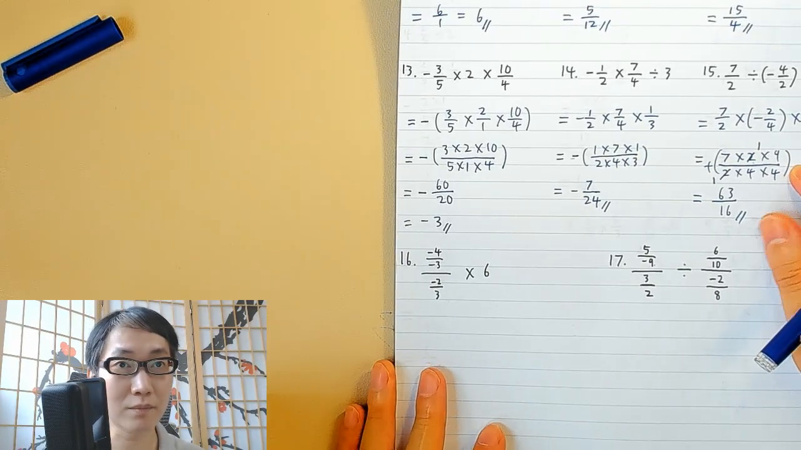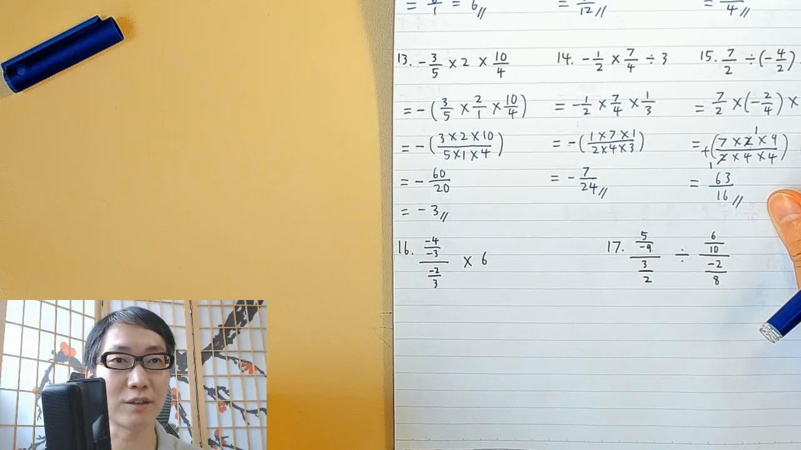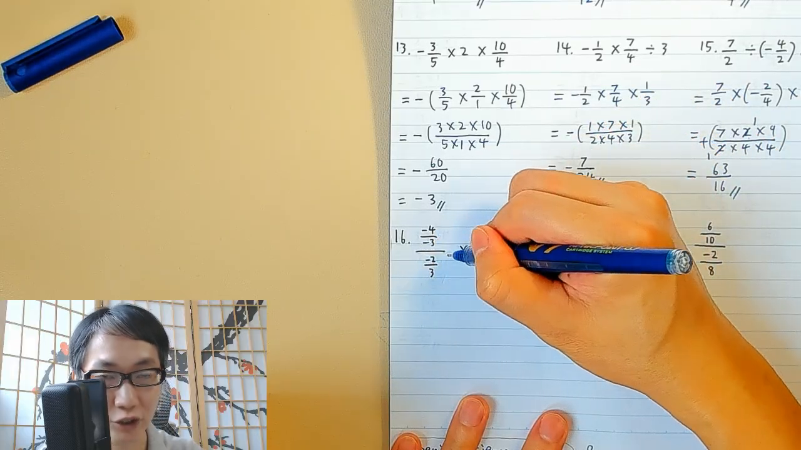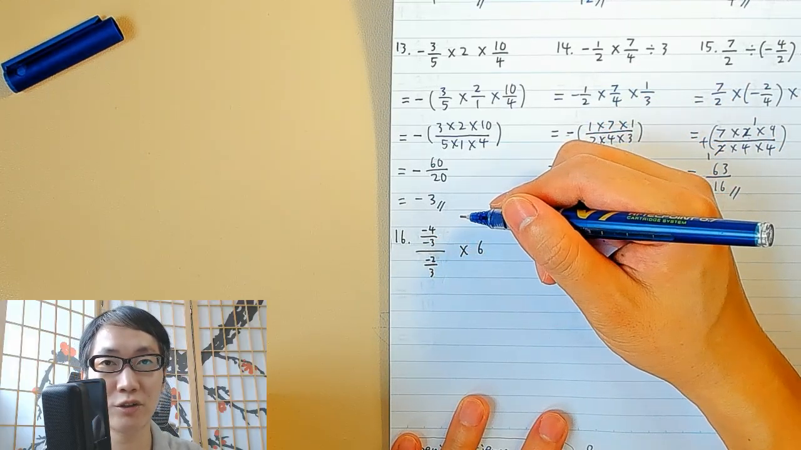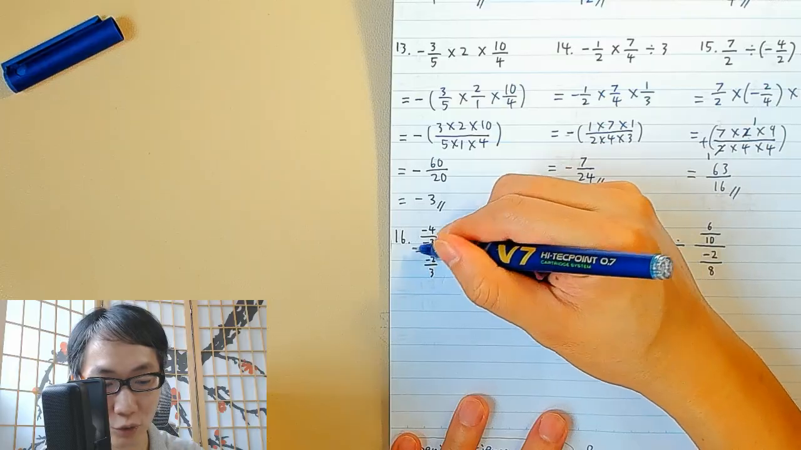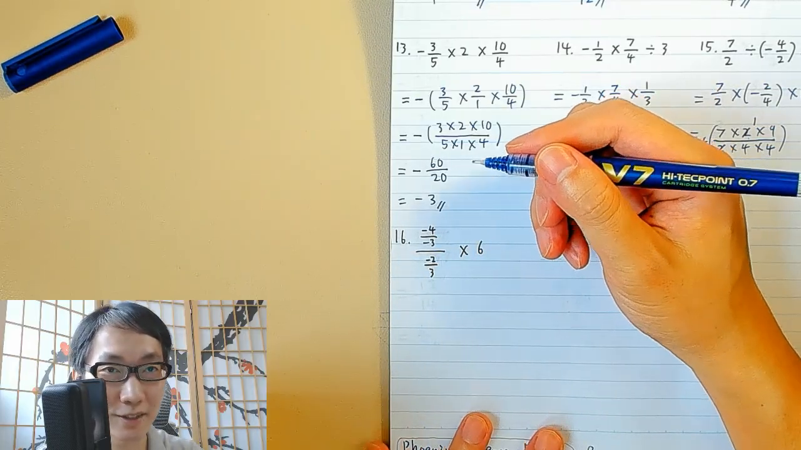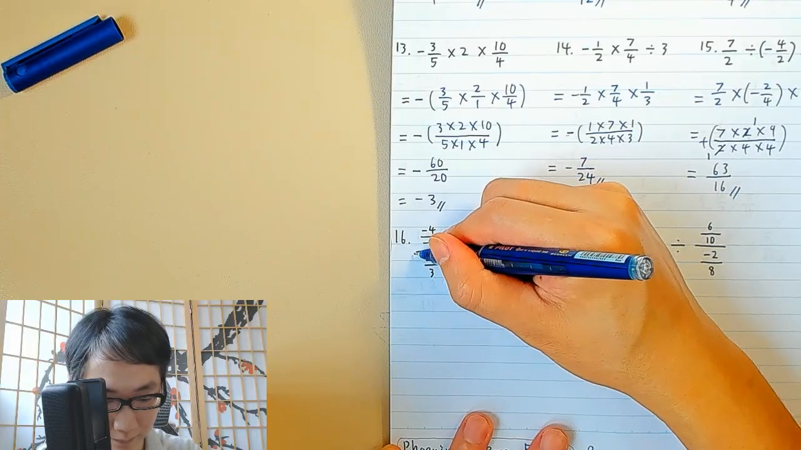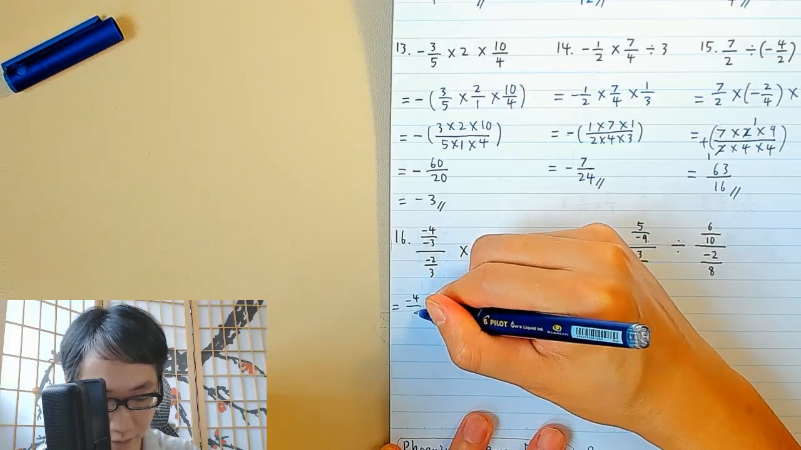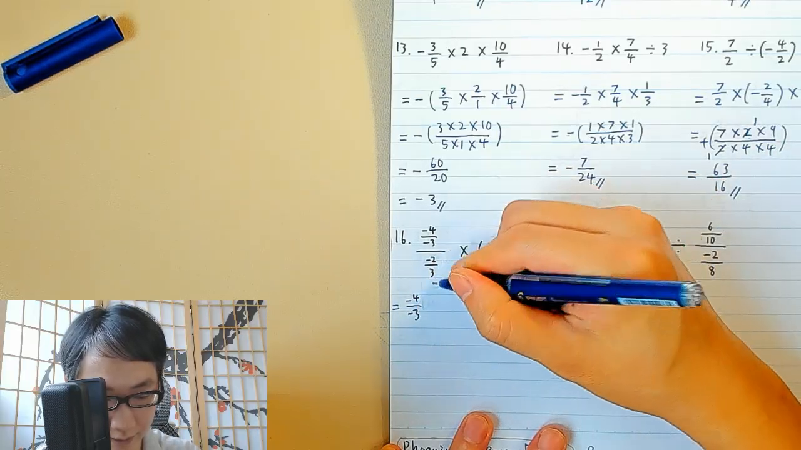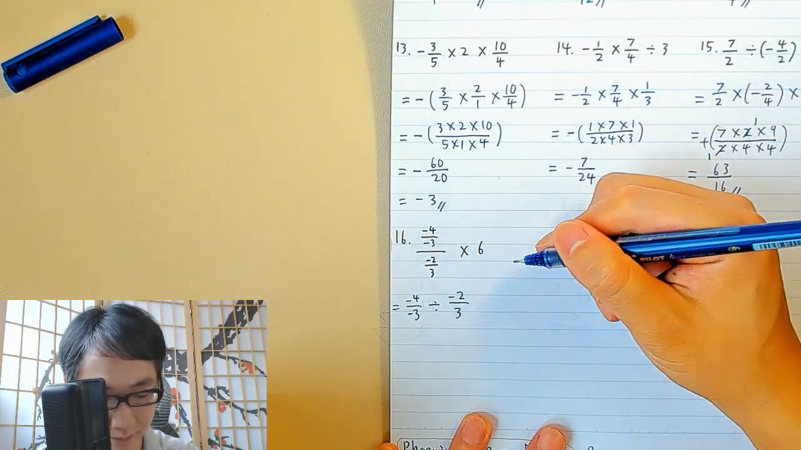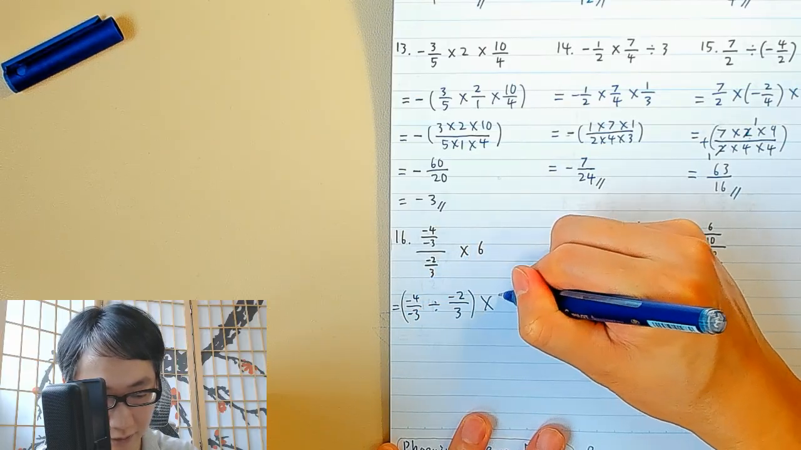Okay. Number 16 with a big fraction here. So n times 6. So the fraction is division, and division will eventually be turned into multiplication. And the order of doing multiplication doesn't matter. However, it is good practice to solve the big fraction first. Okay. So this is the main fraction line. We have negative 4 over negative 3 divided by negative 2 over 3. And then this whole thing times 6.